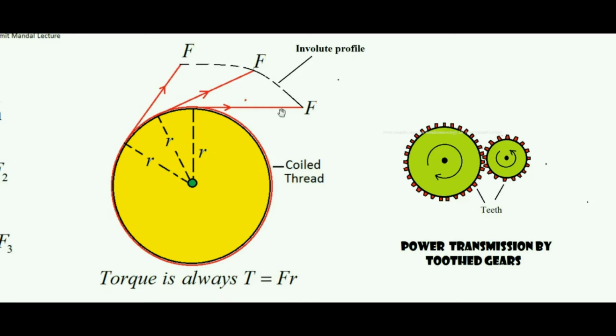Now, this is the free end of the thread, and in between these three points there are infinite such free end points. If you combine all those free end points, it is called the involute profile. Now, how is the involute profile helpful?